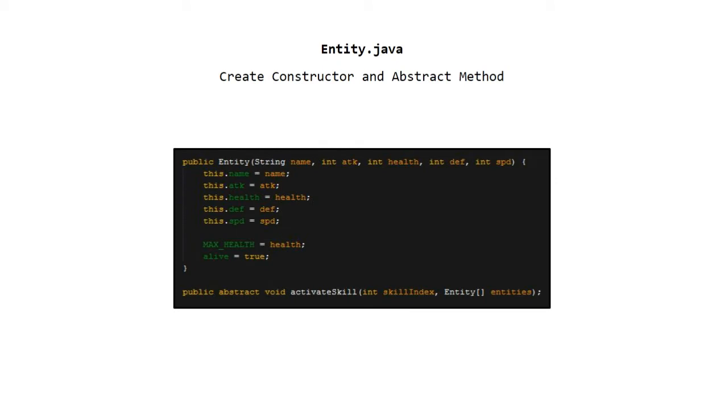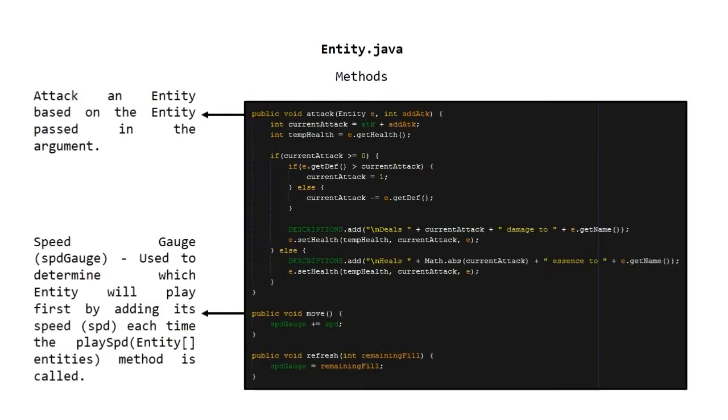The entity must be set within the constructor, especially the alive variable, because the program always checks whether an entity is alive or not. The activate skill method is abstract because each subclass has unique code in it. The most important methods found within the superclass are the attack method, move method, and refresh method.